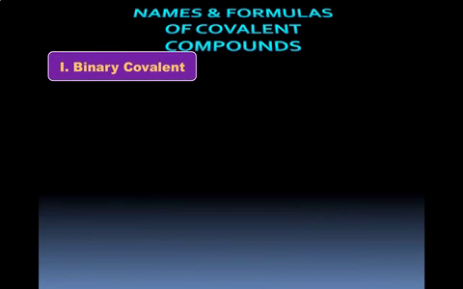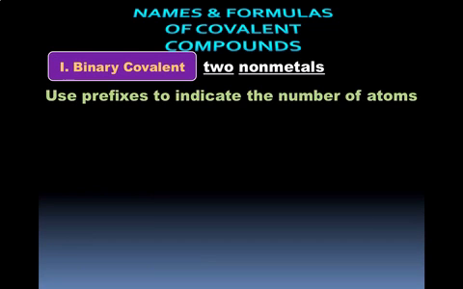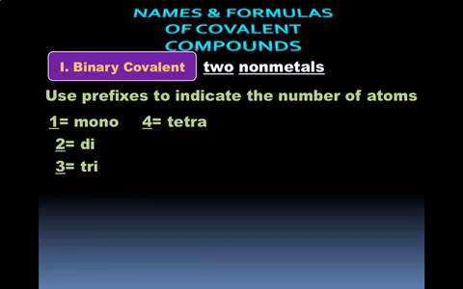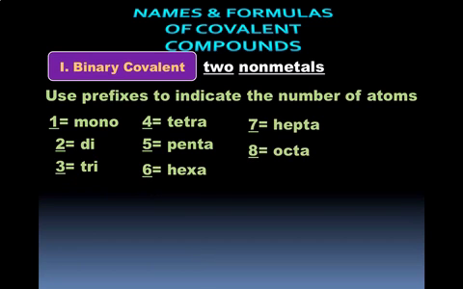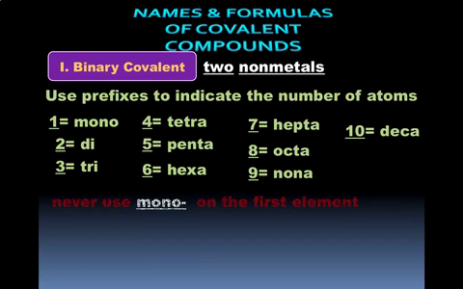So a binary covalent compound is basically two nonmetals forming a bond. In order to name these, we use prefixes, and they indicate the number of atoms. Some of these you may be familiar with. The prefix to indicate one atom is mono, 2 is di, 3 is tri, 4 is tetra, 5 is penta, 6 is hexa, 7 is hepta, 8 is octa, 9 is nona, and 10 is deca. You might recognize these maybe from your shapes in math or something like that.